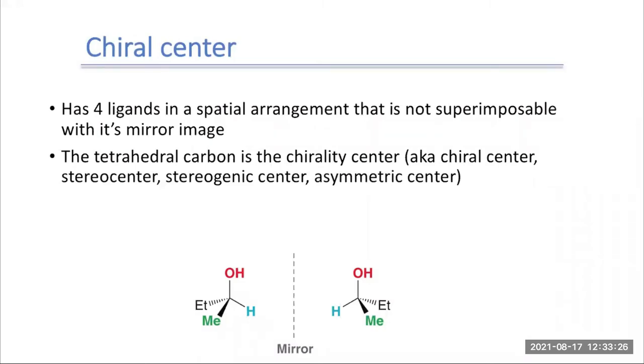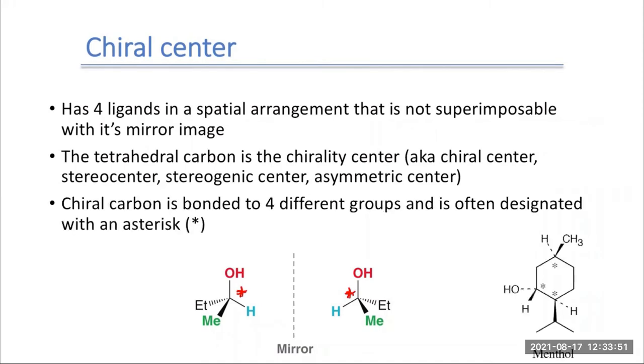It comes with a lot of different names. It's either called the chirality center, chiral center, stereocenter, stereogenic center, asymmetric center, asymmetric carbon. We call it a lot of different names, but it's all to indicate that this carbon has stereochemistry associated with it. And to designate that, as you just saw, you draw an asterisk. That says that carbon has a three-dimensional shape that can't be superimposable with its mirror image. So you can look for four different groups bonded to a carbon and designate it a stereocenter.